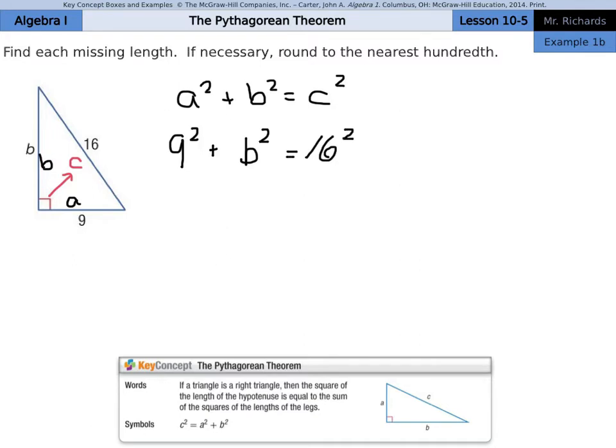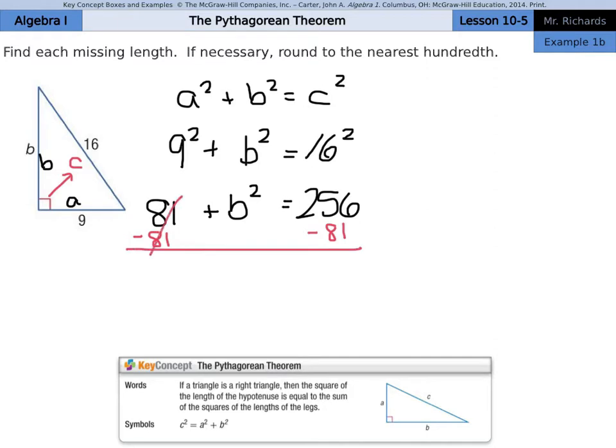A common mistake with the Pythagorean theorem is that we just throw in the two numbers on the a and the b no matter where those numbers are. So you need to be able to identify: I know my a, I know my c, but this time I'm looking for a leg, I'm looking for b. 9 squared is 81, plus b squared, equals 16 squared, which is 256. If we subtract 81 from both sides so we can isolate the b squared, this cancels. We're left with b squared equals 175.